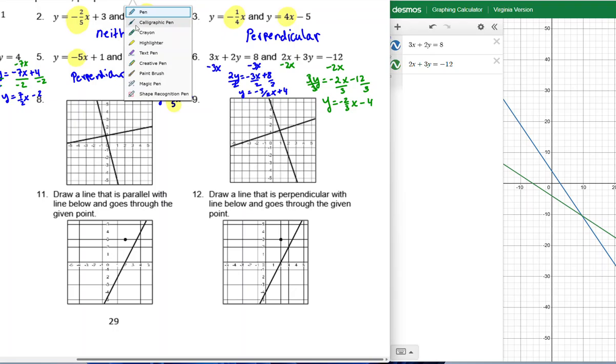So if I look at the slopes closely, negative 3/2, and it is a reciprocal 2/3, but they both are negative. They're not opposite sign. That's why in this example, it's going to be neither.